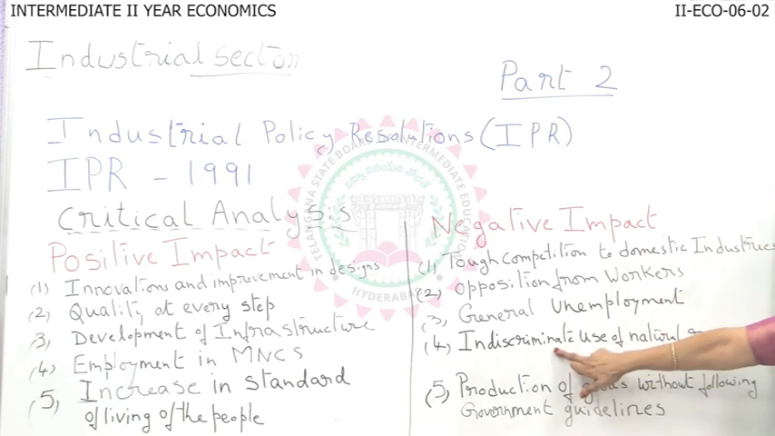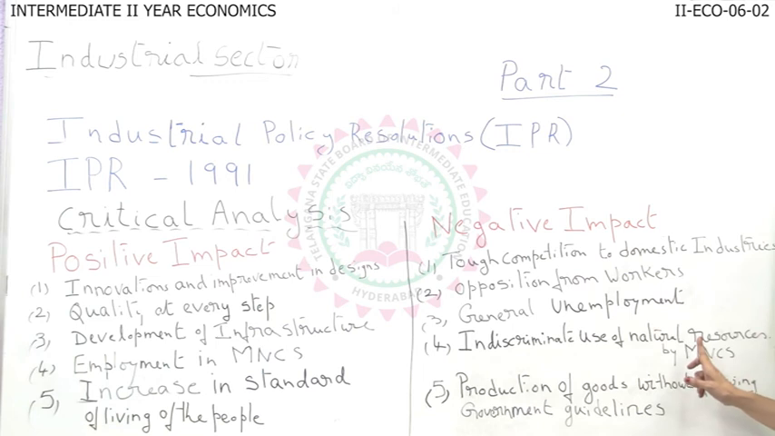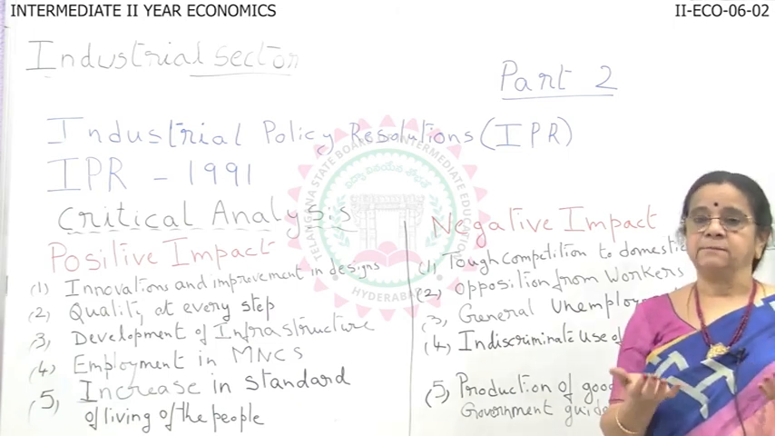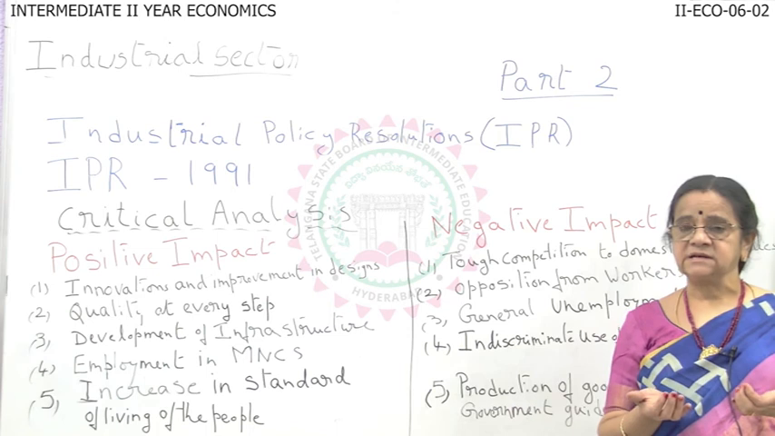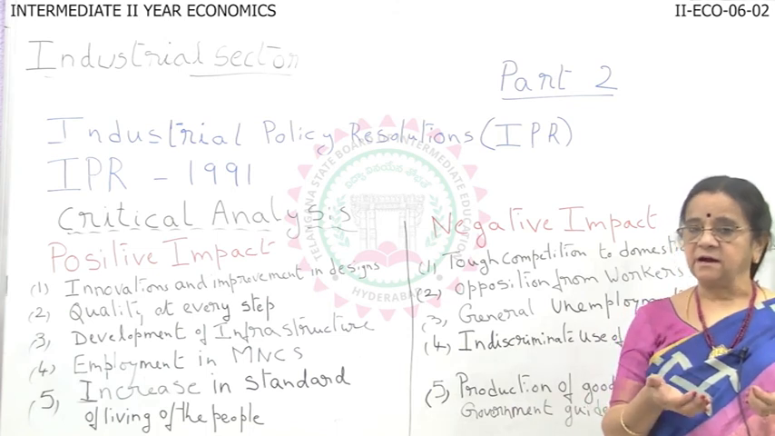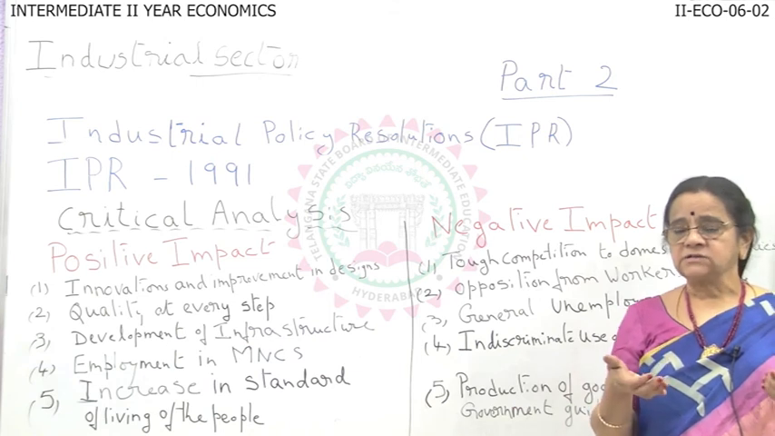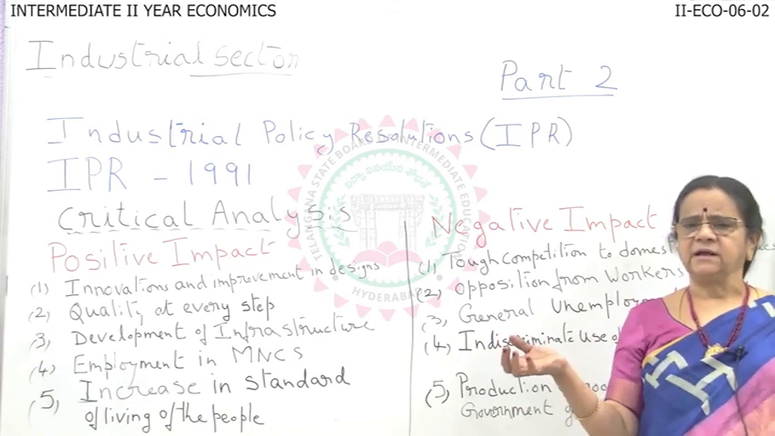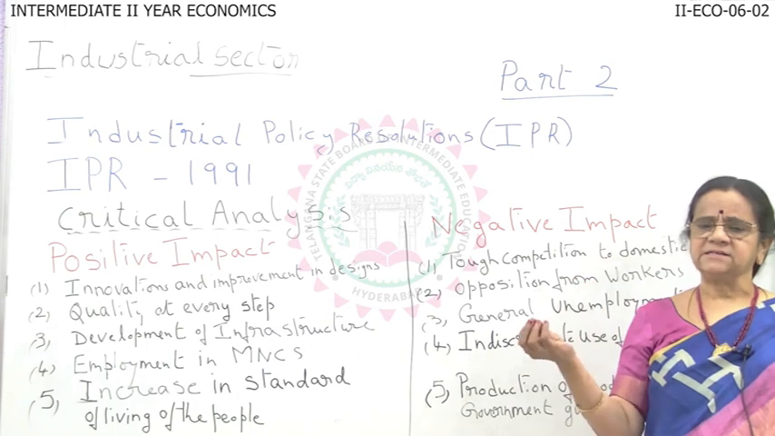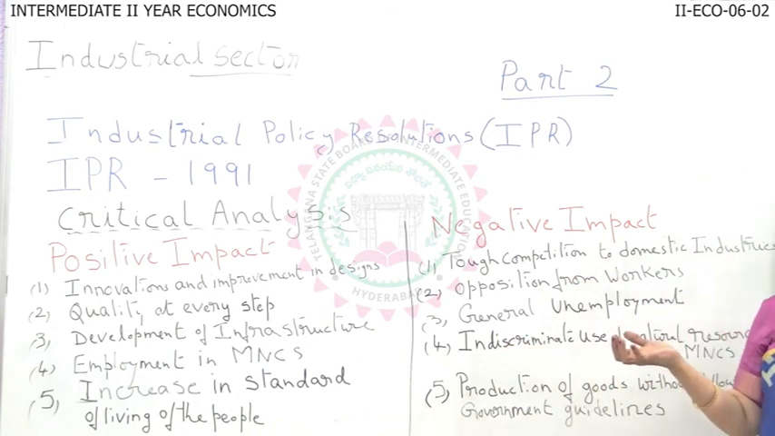Then, indiscriminate use of natural resources by multinational companies, MNCs. In order to make profit, the multinational companies present in India are utilizing our natural resources indiscriminately. To suit their interests, they are just utilizing the natural resources.